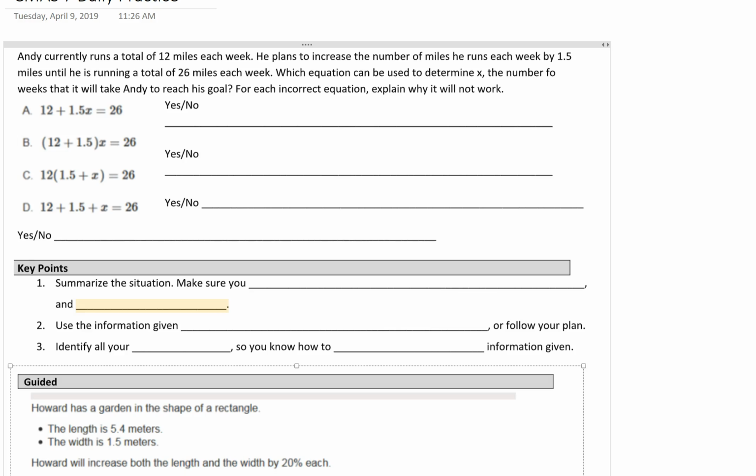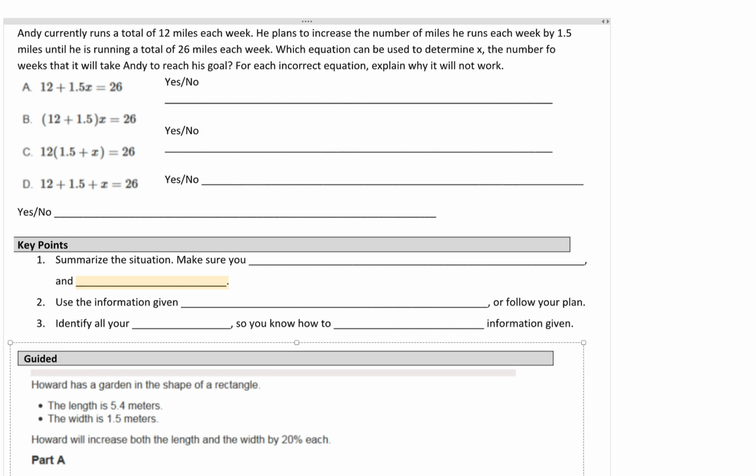Hey guys, we're on CMAS 7 daily practice. We're going to start with an investigation. Our task here is actually just to see which of these equations matches the story, and then we're going to explain why it doesn't match. So our story goes like this.